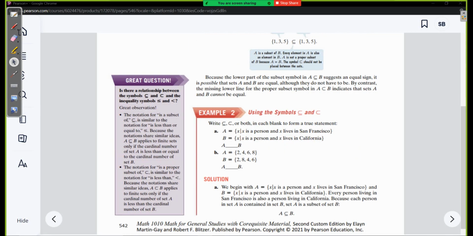Man, this is going to get tongue-tying really quick.